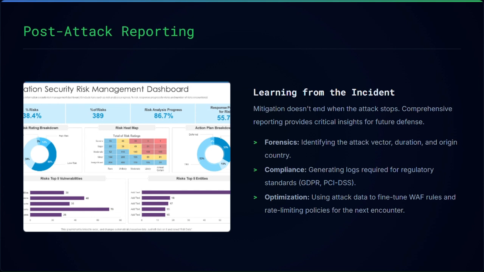It is also better to always have post-attack reporting mechanisms. So when the attack ends, the job isn't finished. We can also generate detailed reports or forensics to understand the attacker's methods and origin. So this data is essential for two reasons. Firstly, to meet regulatory compliance, and secondly, to constantly tune and optimize our defensive policies for the next time.